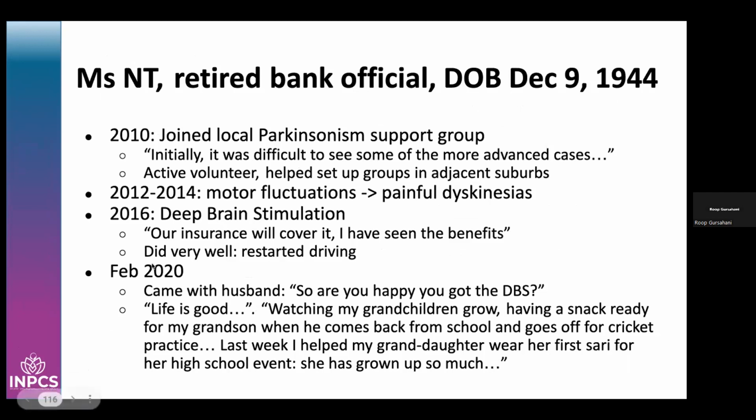In fact, she did very well. She even restarted driving. And when she came back in February 2020, just before the pandemic, this was the first time that I met her, and she came with her husband, and she was very happy that she had got the DBS. I'm watching my grandchildren grow. I am there when my grandson comes back from school, and I feed him something before he goes for cricket practice. Last week, I helped my granddaughter wear her first sari for her high school event. She has grown up so much.